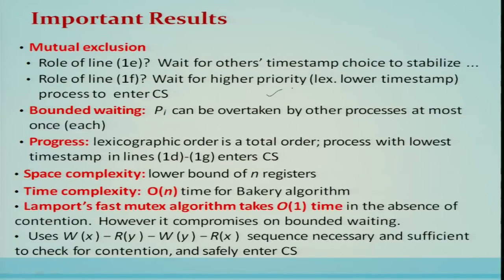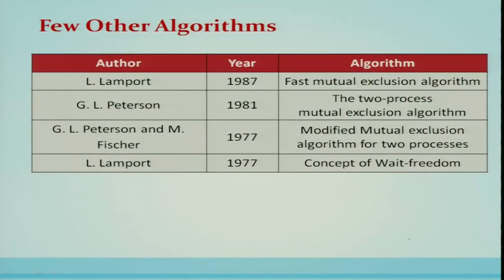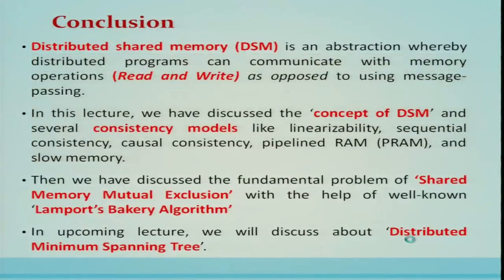For space complexity, the lower bound is n registers, and the time complexity is of the order n for the Bakery algorithm. Lamport's fast mutex algorithm takes order 1 time in the absence of contention; however, it compromises on bounded waiting. It uses write of x followed by read of y, then write of y followed by read of x. This sequence is the necessary and sufficient condition to check for contention and safely enter the critical section. There are a few other algorithms for this problem. Another algorithm, as I mentioned, is called the fast mutual exclusion algorithm, and there is also a two-process mutual exclusion algorithm, a modified mutual exclusion algorithm for two processes, for wait freedom.